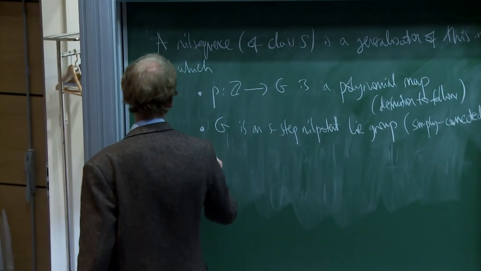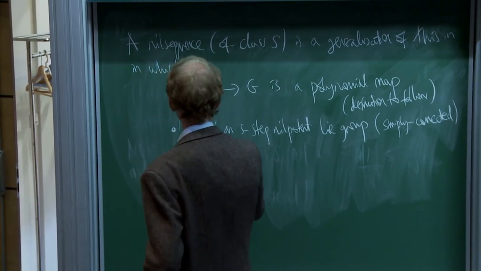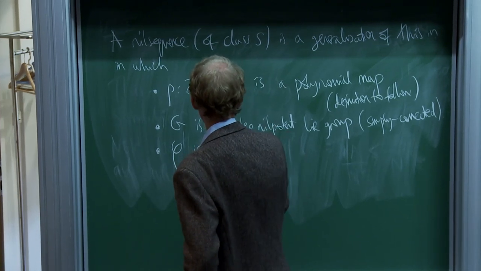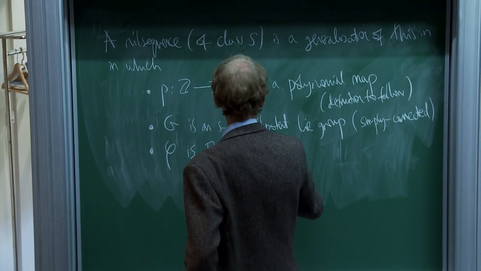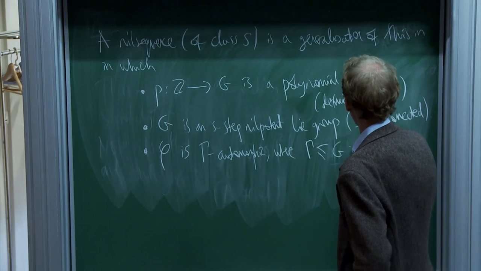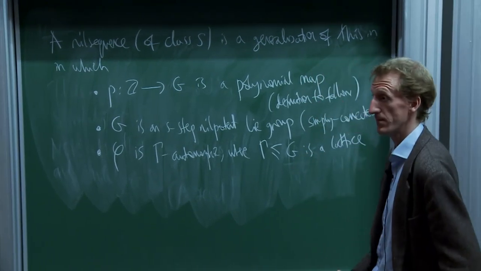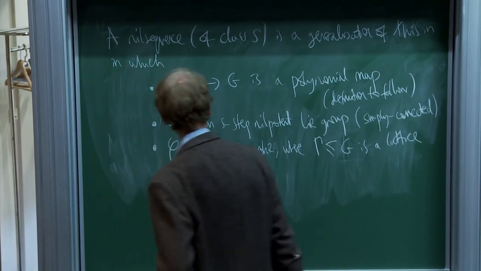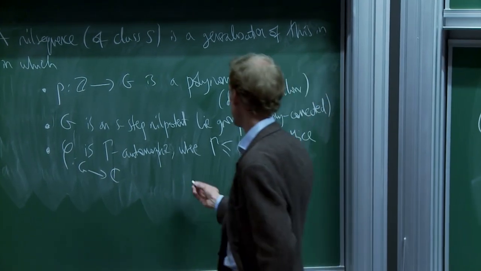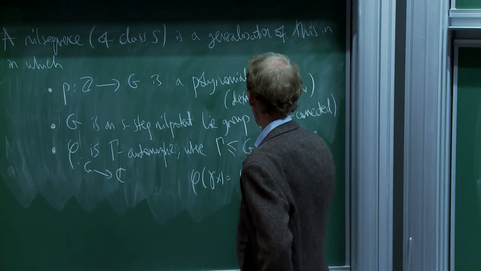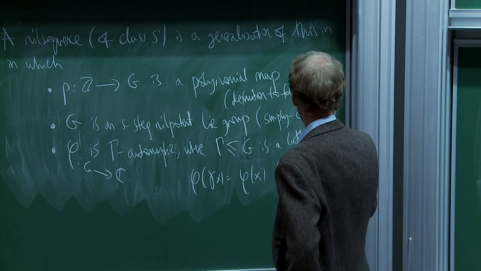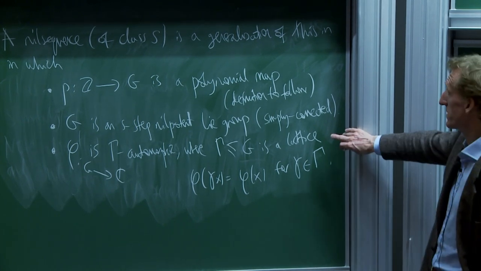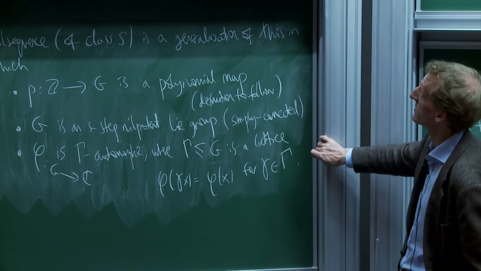And then phi is, perhaps slightly controversially, I like to use the word automorphic instead of periodic once it's non-abelian. So phi is gamma automorphic, where gamma contained in G is a lattice. Here phi from G to C is a complex valued automorphic function, and automorphic means that phi of gamma x is equal to phi of x for gamma in big gamma. When the group is not necessarily abelian, we write the group operation multiplicatively as usual. So you can see that this is just a direct generalization. A special case of this is the additive characters.